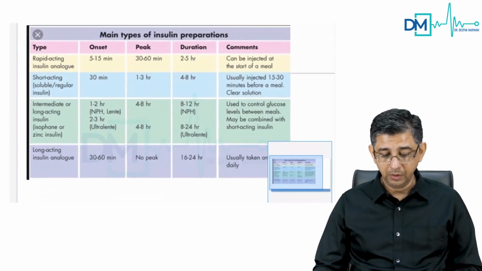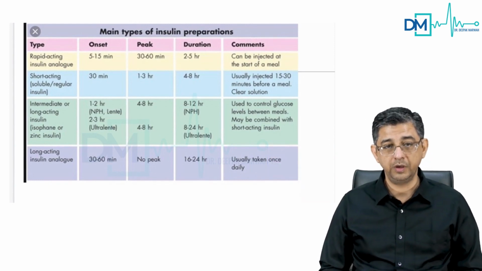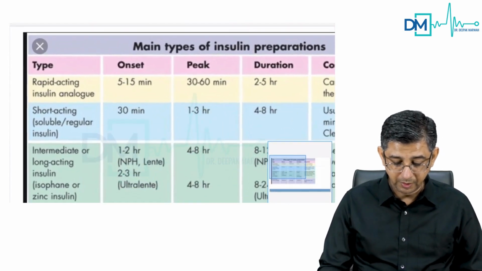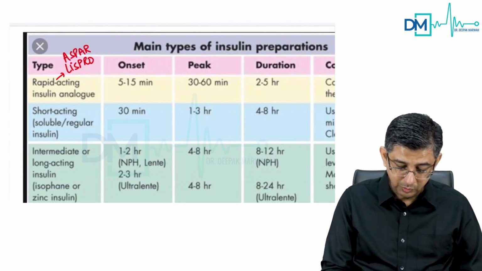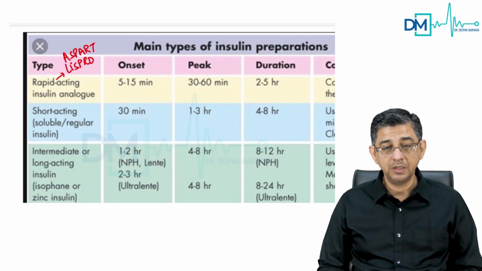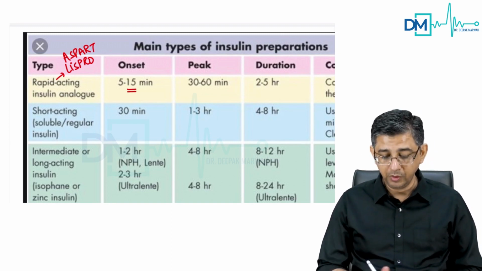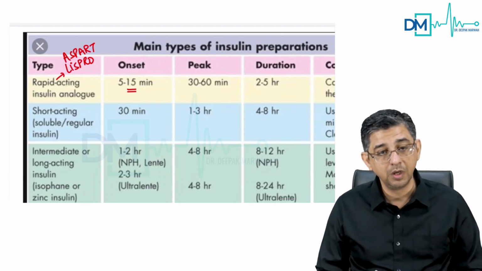This is a small table which I would like you to remember regarding the onset of action of the various types of insulin. Rapid acting insulin, the examples of rapid acting insulin are like Lispro and Aspart. Apart from Lispro and Aspart, we also use glulisine. So these injections usually start acting by 15 minutes. So 15 minutes before breakfast, lunch and dinner, any of these molecules can be used.